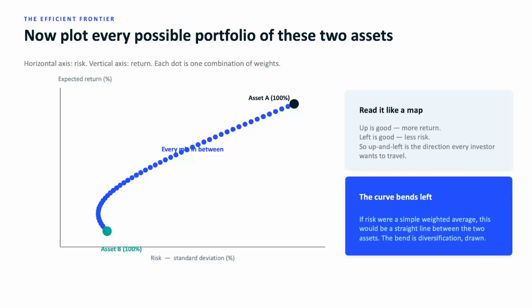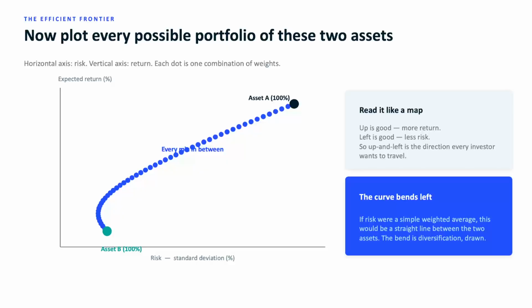And we change how we draw this. This is the picture you will see for the rest of your CFA life. So let's learn to read it properly. Along the bottom, risk; up the side, return. Every dot on this chart is one portfolio, one specific combination of weights. Down here, bottom left, that's 100% asset B, 6% return, 8% risk. Up here, top right, 100% asset A, 14 and 20, and the curve between them is every mix in between.